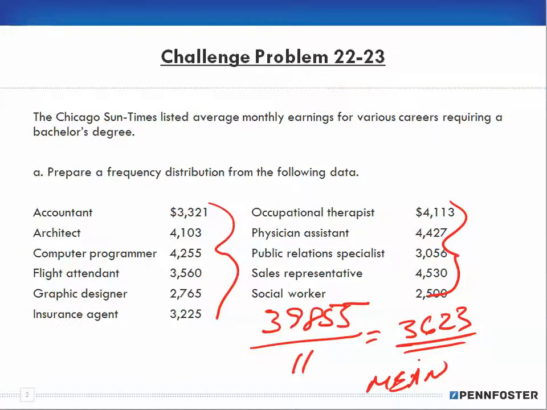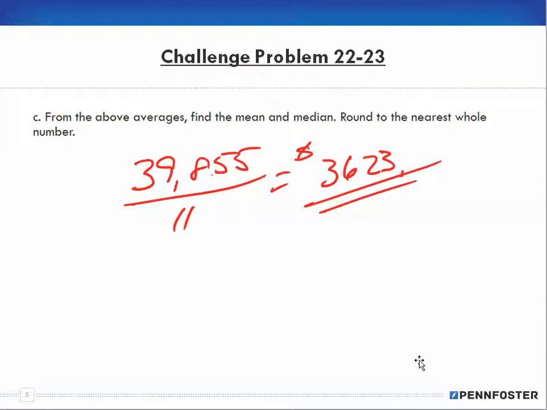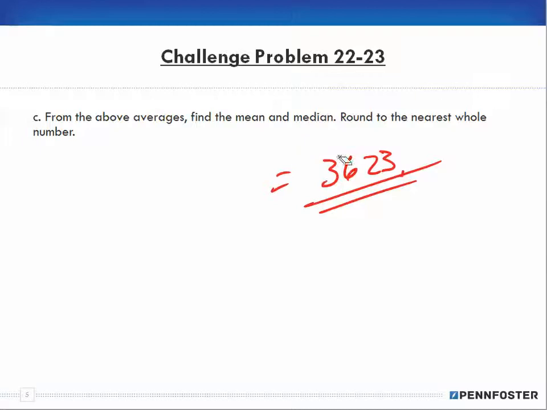Now the median is different. It says here, find the mean and the median. Well, the median is the middle number. So what do I have to do? I have to list out all of the numbers, and I'm not going to bounce back and forth to copy them. I'm just going to look in my textbook and pull the numbers down. So the smallest number is 2,500.